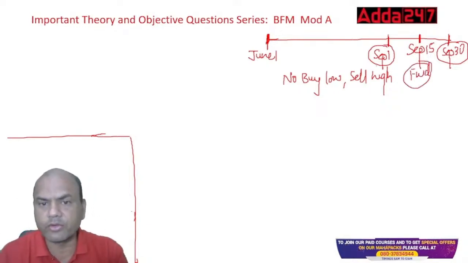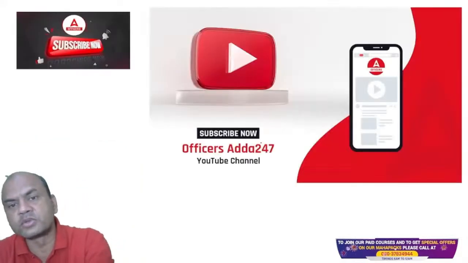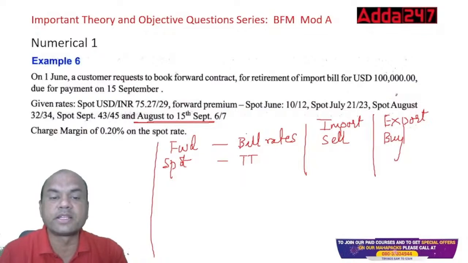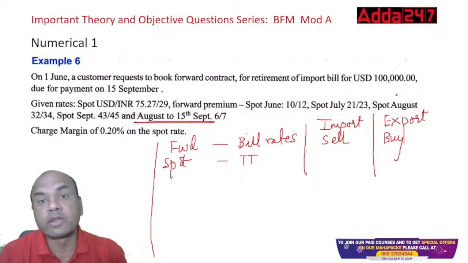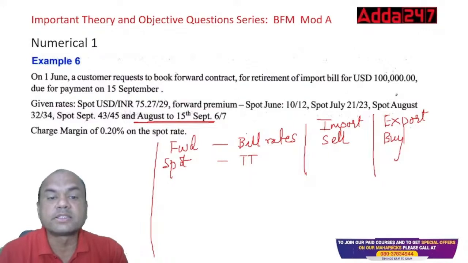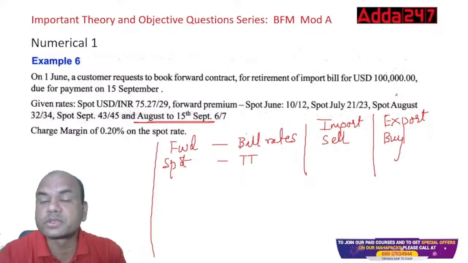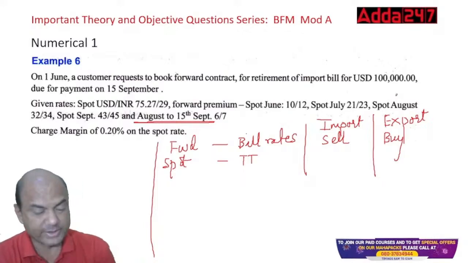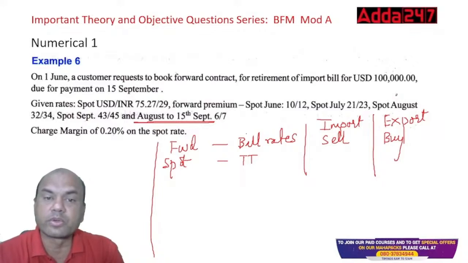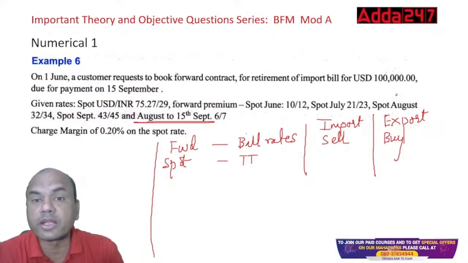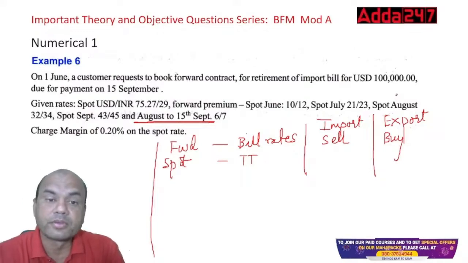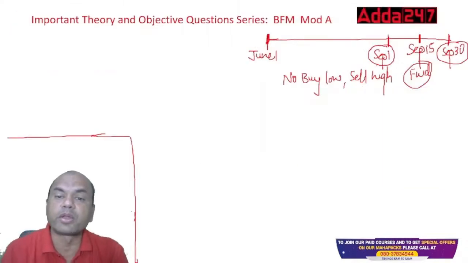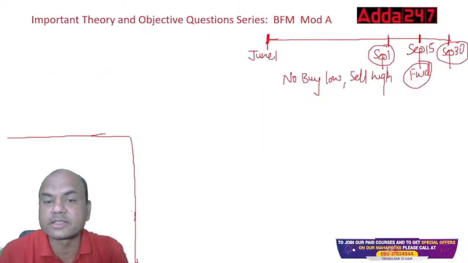Start from June. Whatever we have, start from the basic. What is the June rate we are having? June spot is given as 75.27, 75.29. Now I'll ask you the question: is it 75.27 or 75.29? What will I take, everyone? It is import transaction. Fast. Let me see in the comment section. We don't have time. It is 75.29. Import means sell. So sell means right side, 75.29. This is the rate I will be taking.